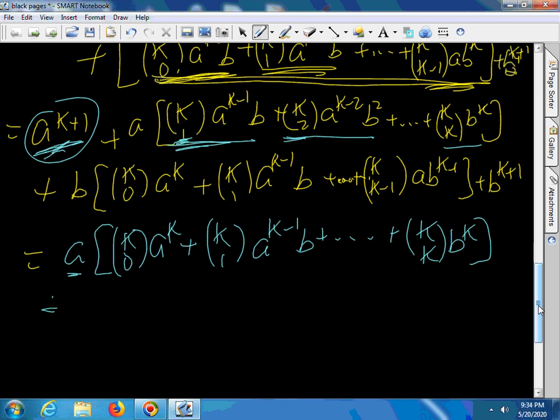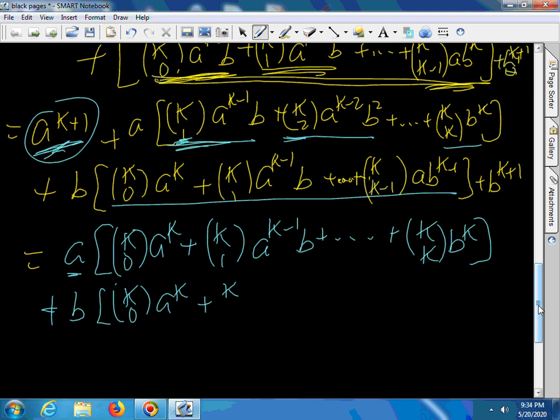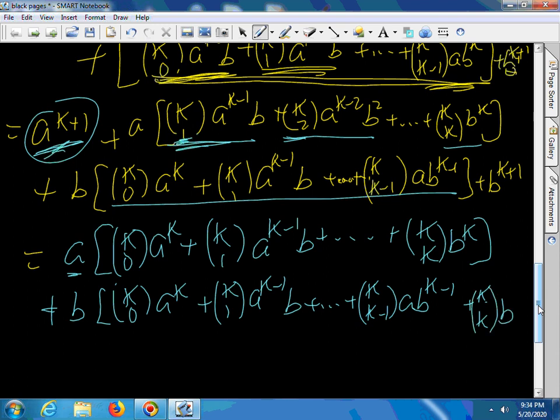Plus b times all of this: k choose 0, a to the k, plus k choose 1, a to the k minus 1, times b, all the way down to k choose k minus 1, a b to the k minus 1. Now, I would love to have k choose k times b to the k.